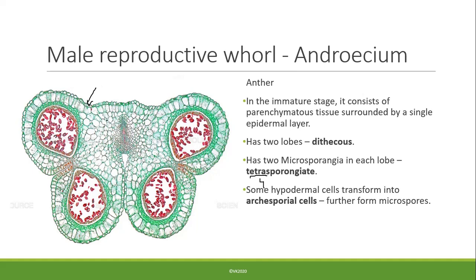Now, when the anther is maturing, there are some hypodermal cells which transform into archisporial cells. These help in forming your microspore mother cells.